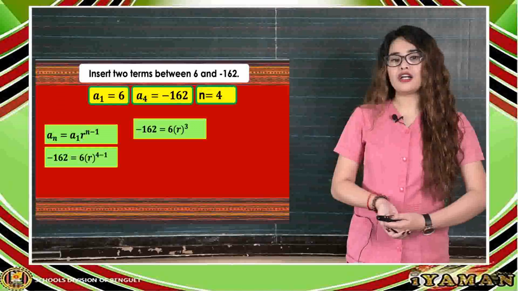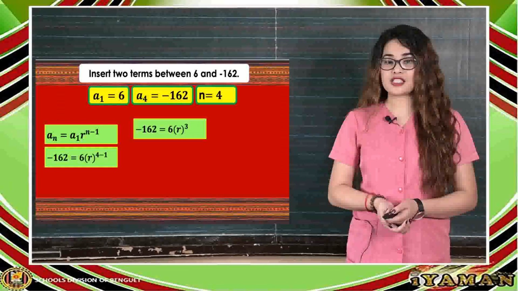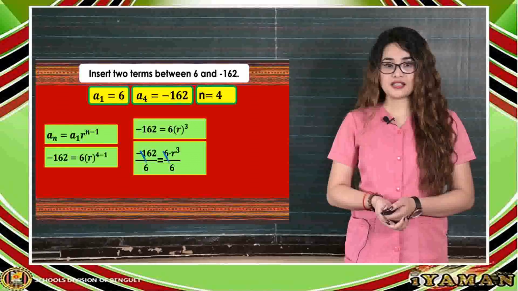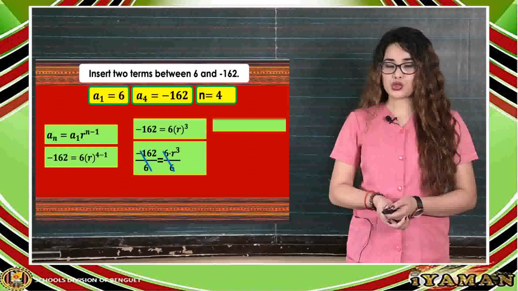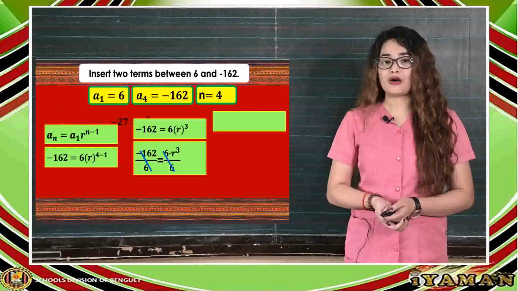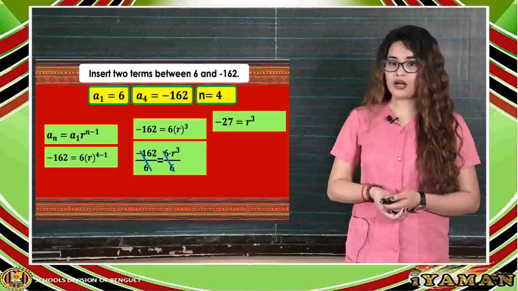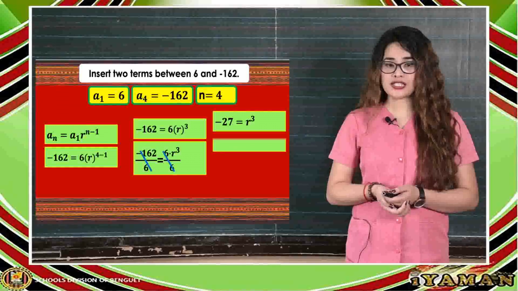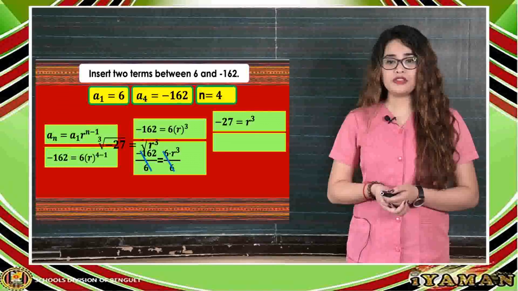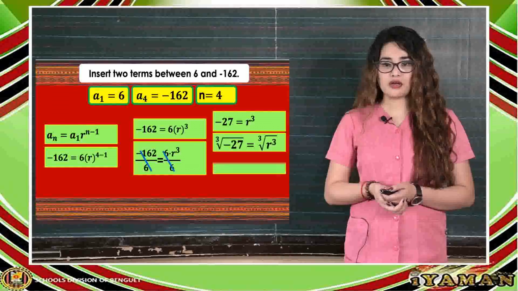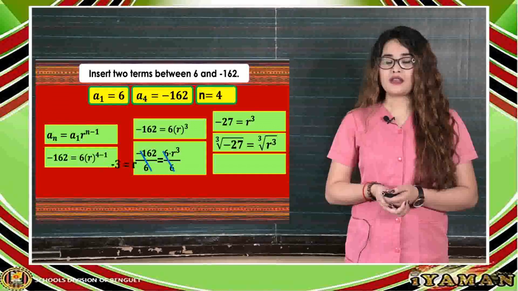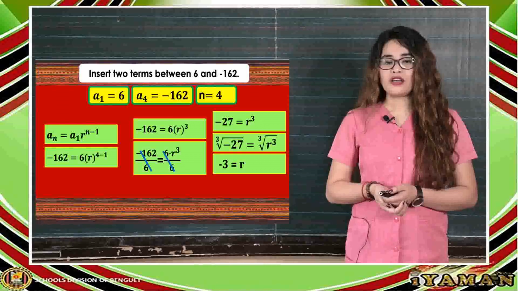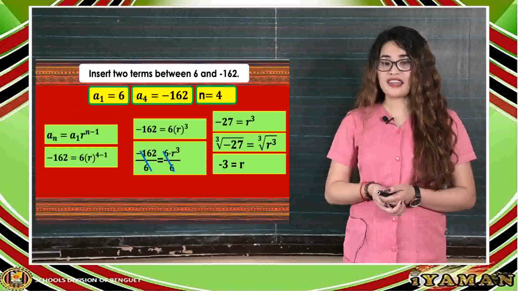To isolate r cubed, let's divide both sides by 6. Negative 162 divided by 6 is equal to negative 27. Now, to solve for the value of r, we need to extract the root. Take the cube root of each side. The cube root of negative 27 is equal to negative 3. The cube root of r cubed is equal to r. Therefore, the value of r is negative 3.